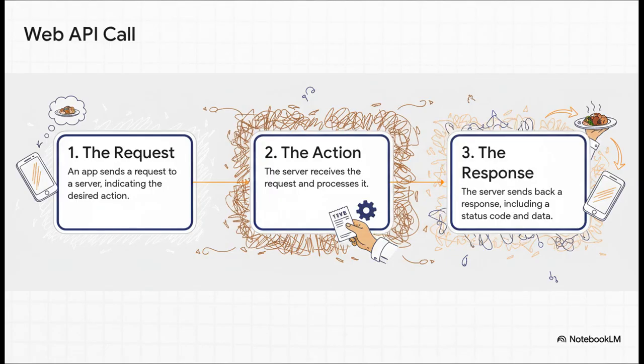And for most of the APIs you'll find on the web, this call is like a simple 3-step dance. First up, the request. Your app asks a server for some data. Step 2 is the action. The server gets that request and processes it. And finally, step 3 is the response. The server sends the data you wanted right back. Request, action, response. That's the whole cycle.